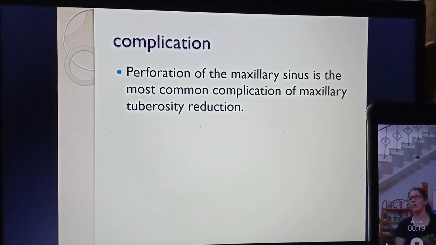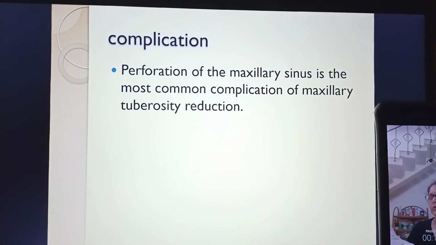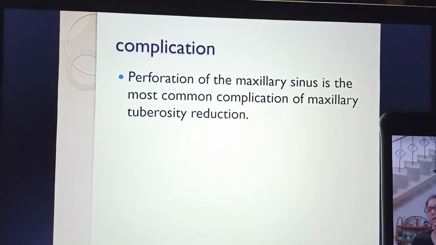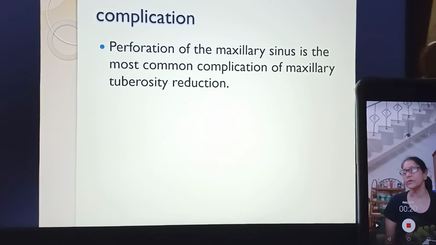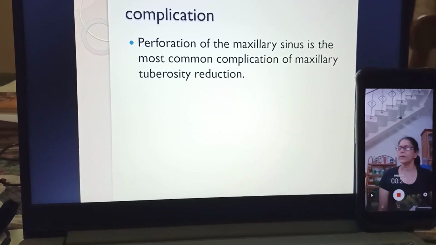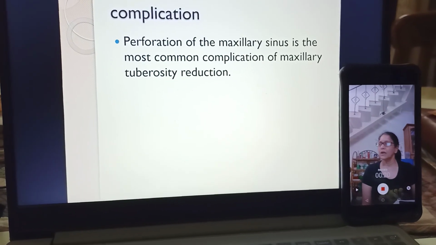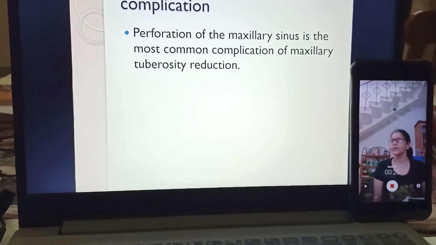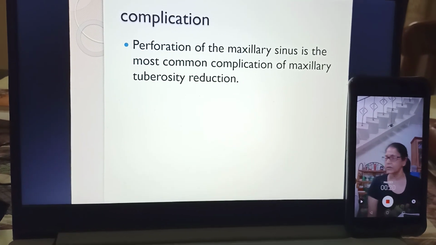Complications. The most important structure here is the maxillary antrum. So perforation of the maxillary antrum should be prevented prior to tuberosity reduction, and as we discussed, proper imaging should be carried out to see what the level of the maxillary antrum is and how much redundant soft tissue is present over the excess tuberosity region.